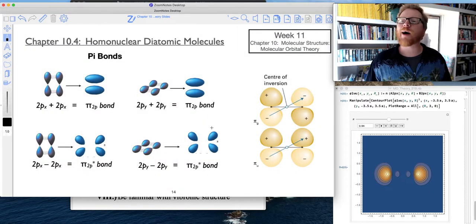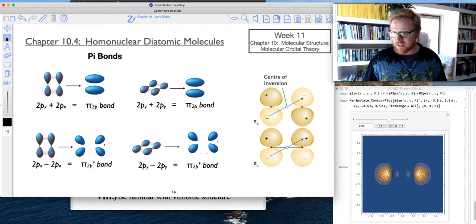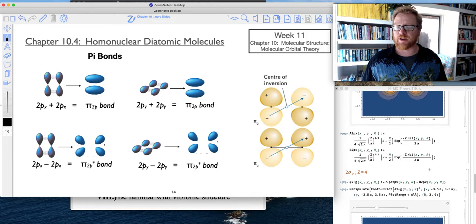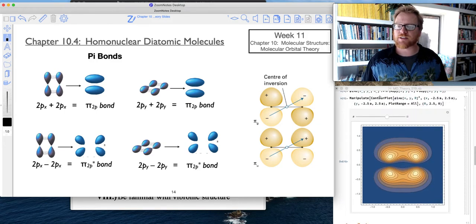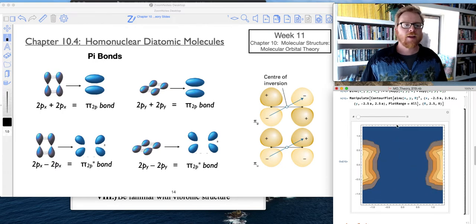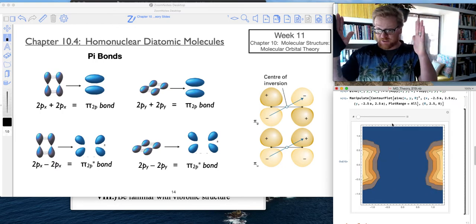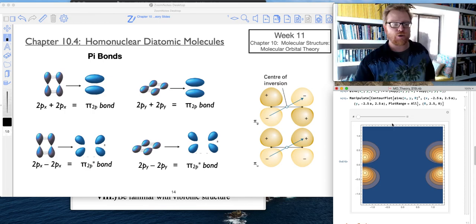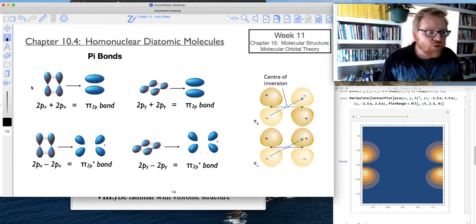So what about pi bonds? What happens when we make pi bonds? Okay, well, just like we talked about in valence bond theory, these are linear combinations of now p electrons that are off axis, right? So remember, my internuclear axis, I'm going to draw this way, okay?